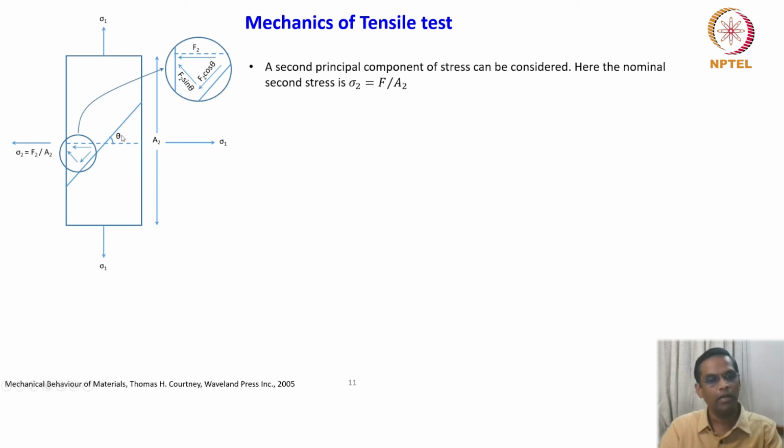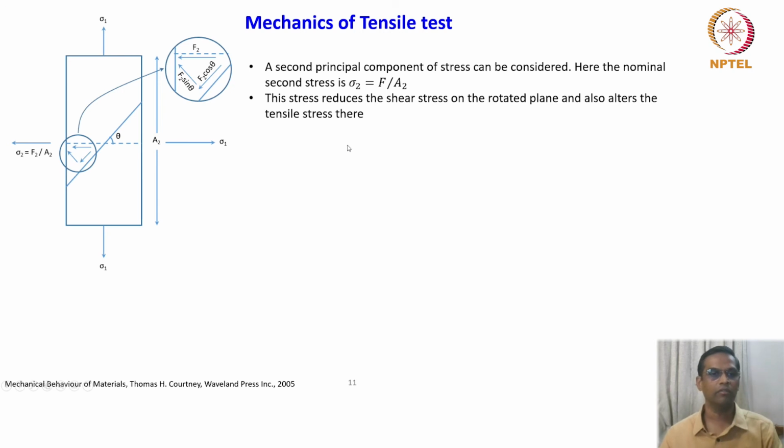So same figure, but then you see that the stress resolution takes place here, which is shown here. You can see that this is F2 because this direction, and then this is the normal force and the shear force and the normal force is given like this. So here the shear force is F2 cos theta and the normal force is F2 sin theta, which we have already seen. But this stress reduces the shear stress on the rotated plane and also alters the tensile stress there. So very important point.